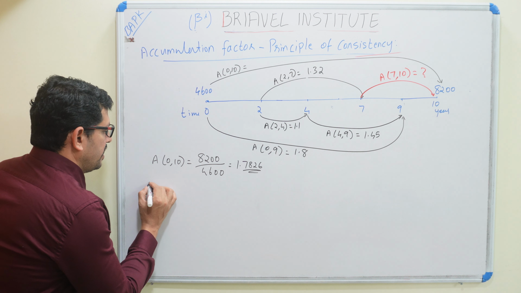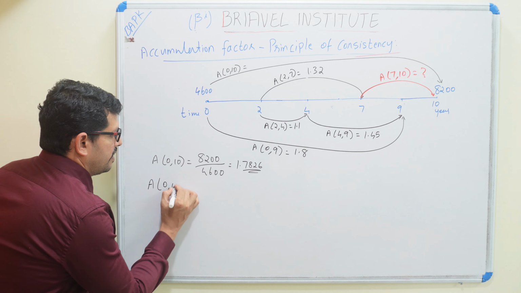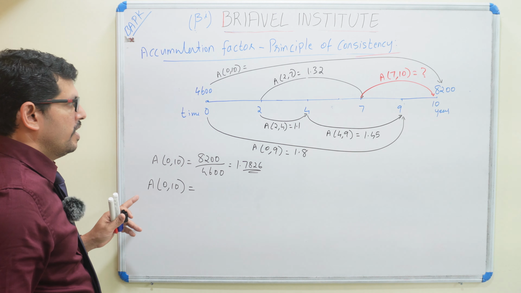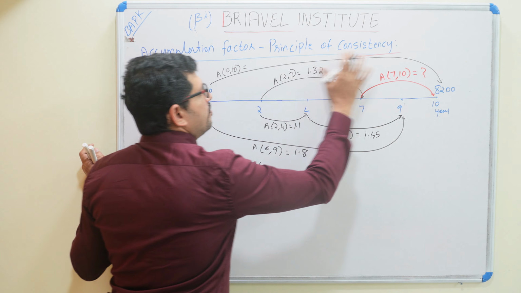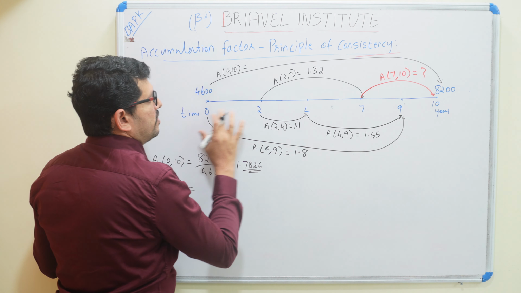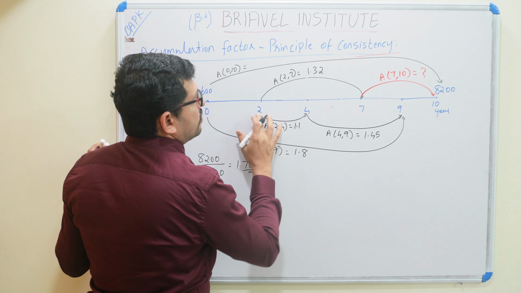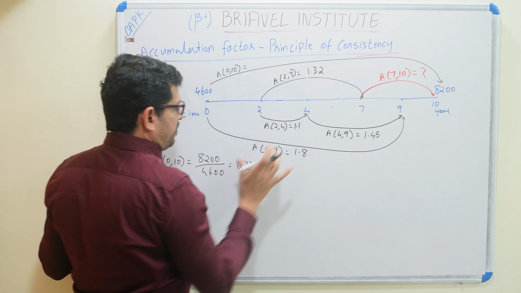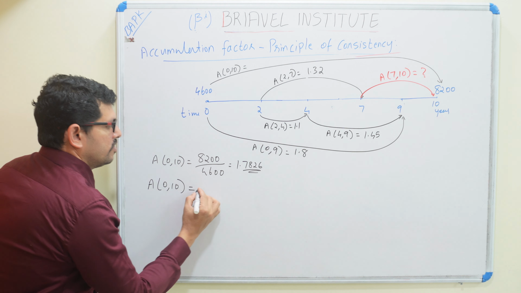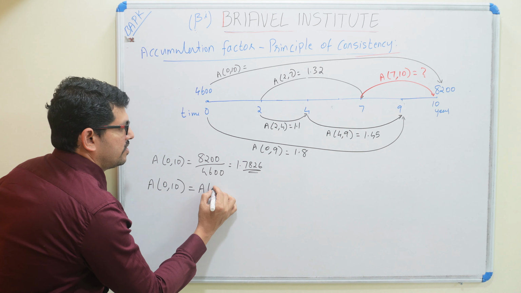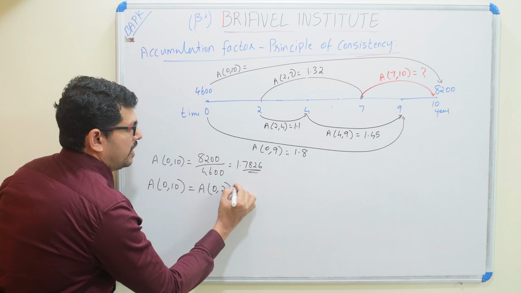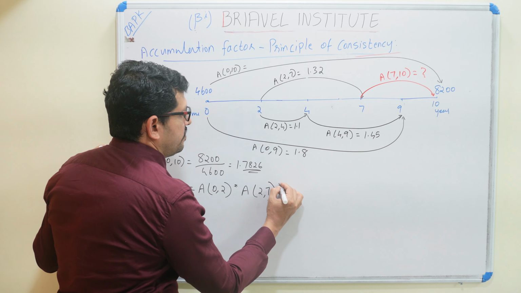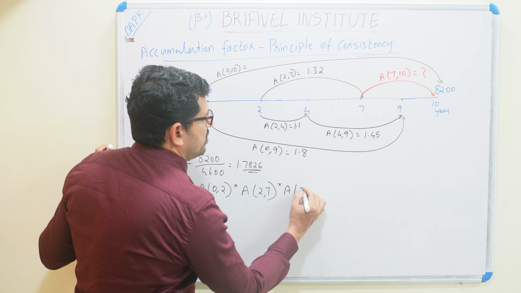1.7826. And next we can write A0 to 10. So, principle of consistency. Using the principle of consistency, we can write that A0 to 10 means it is A0 to 2 and 2 to 7 and 7 to 10. So each intermediate period is a multiple of the others. We can write A0 to 2 multiplying with A2 to 7, and this one also multiplying with A7 to 10.